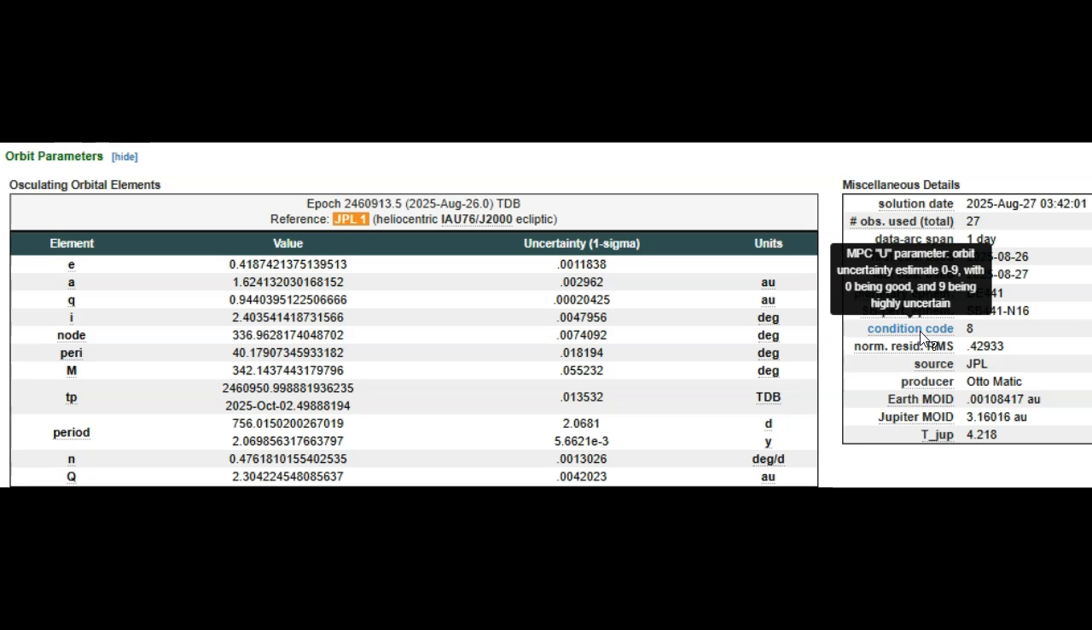Here, we see a condition code of 8, about as bad as it gets. This tells us they have no idea how big it is or where it's going. 0 means they're giving you highly certain information. 9 means they're giving you highly uncertain information. They rate this condition code as an 8. It was spotted by our AI automatic software, but of course. And again, it's inbound for the 31st of August. We'll take a look at that.